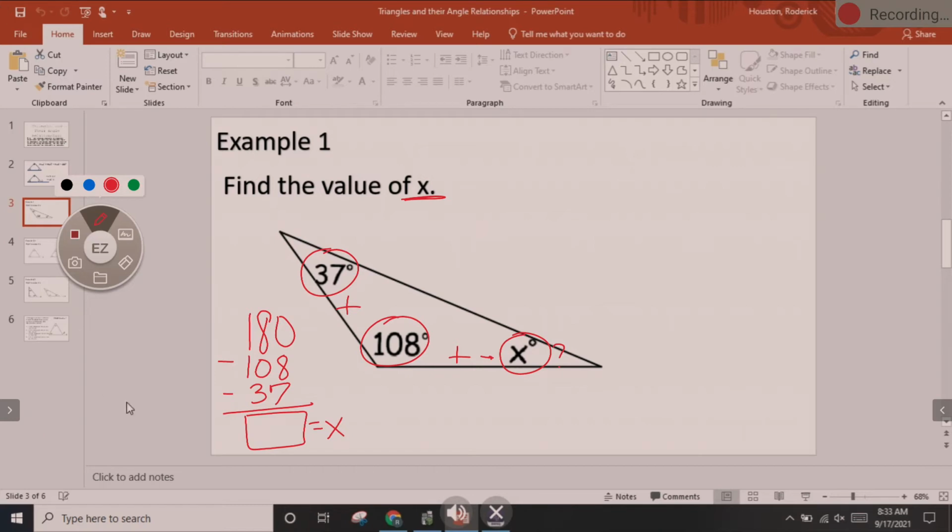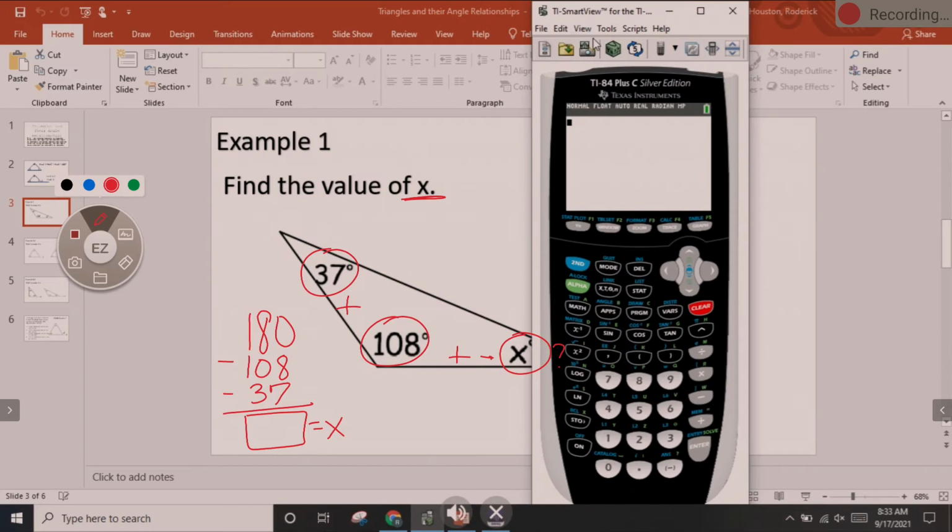Okay, so I just go to my calculator, and here we're going to do 180 minus 108, because that's one of the angles that they gave me, minus 37, because that's the other angle that they gave me, and we're left with 35. So we know that X is 35. And we know that that's true because 37 plus 108 plus 35 equals the magical 180 degrees that we're looking for. Okay? That's simple.